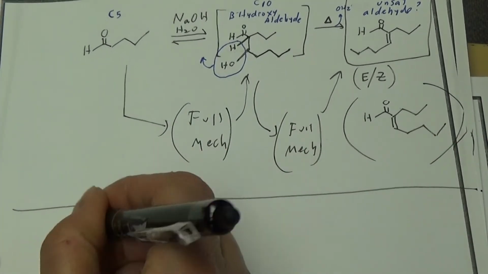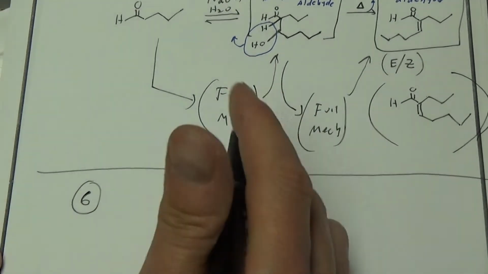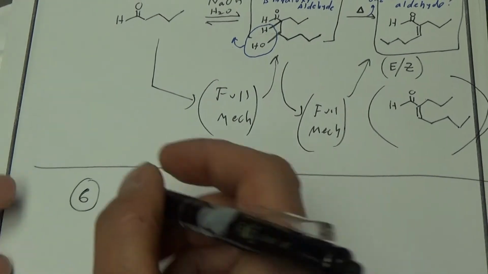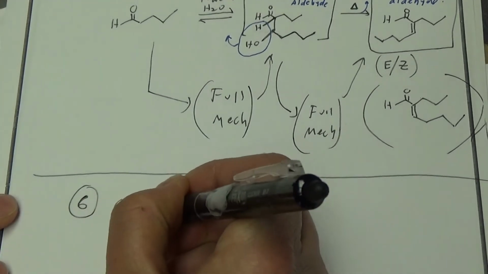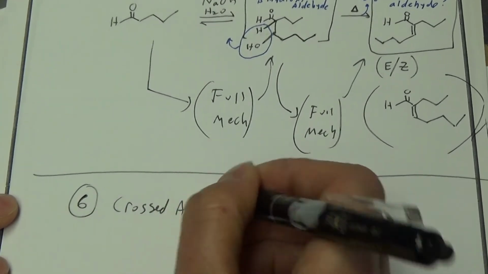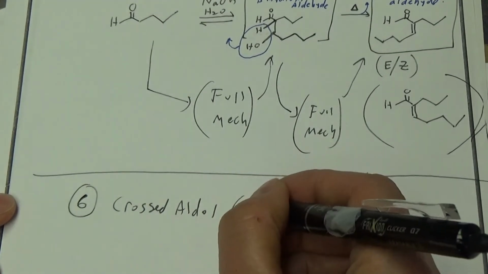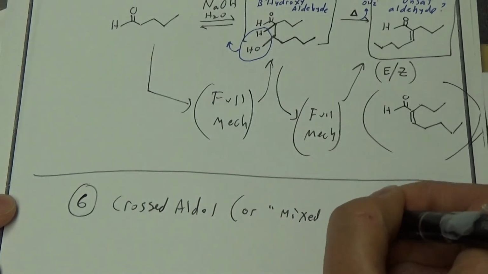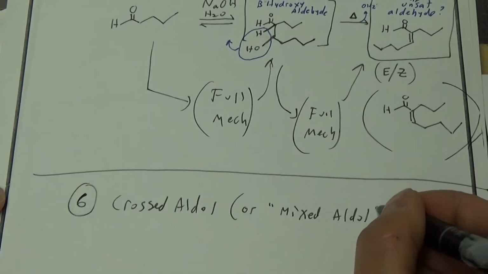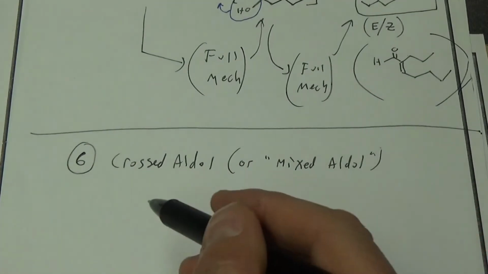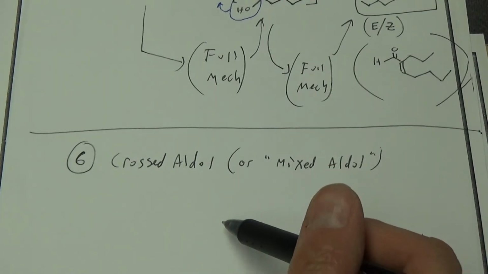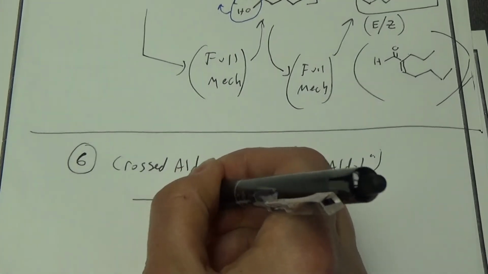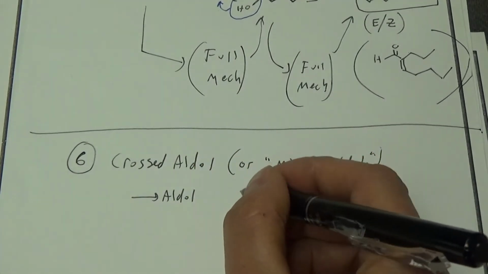Okay, now we're going to do a little twist on the aldol. You guys got the basic idea of the aldol. So this is called a crossed aldol. Sometimes people call it a mixed aldol. Okay, so all this means is it's going to be a slight twist on the aldol concept, where it's an aldol between two different carbonyl compounds.